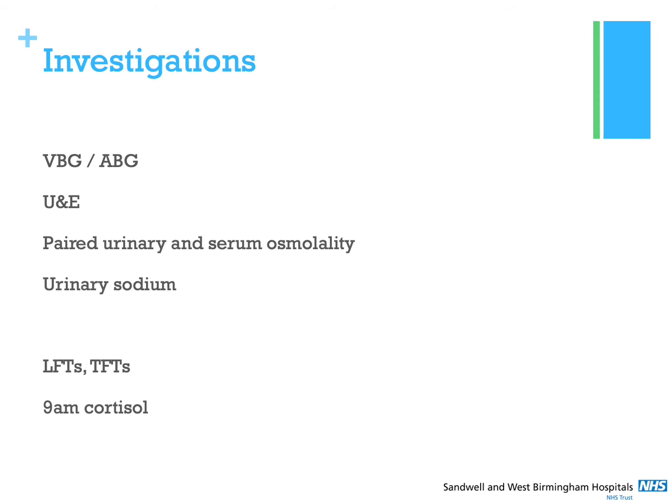And then the general investigations which I would do for anyone presenting with a hyponatremia would include a paired urinary and serum osmolality, and this will help when we look more at the fluid volume status, as well as a urinary sodium. And practically, it's important to make sure that you send all of these results off at the same time, because the lab will need the U&Es, the urinary and serum osmolalities, and urinary sodium all at the same time to compare and generate a meaningful result. When we look at some of the other endocrine causes of hyponatremia, we'll look at the role of liver function tests, thyroid function, and a 9 AM cortisol level as well.